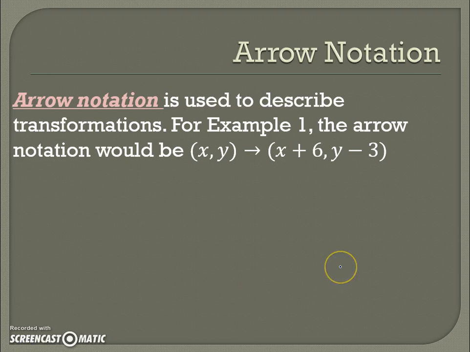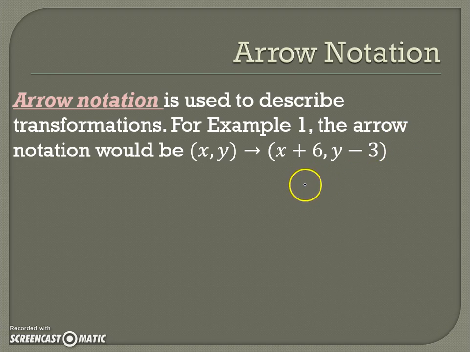Let's keep going. This thing called arrow notation is used to describe transformations. For example, the first one we looked at, the arrow notation would be take the x unit, since it's going to the right 6, I would just add 6 to that. And since it's going down 3, I would take 3 away from the y coordinate. All right, so this right here is a way to write a rule to describe a transformation.